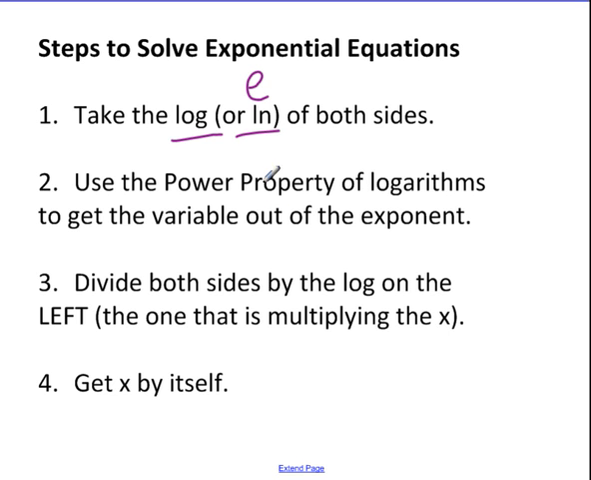If there's an e in the problem, I would suggest using the natural log because it can make it go away. But other than that, regular log's fine, natural log's fine. You're going to use your properties to kind of put some stuff together, move them around, and see what you can do. And then you're going to divide both sides by whatever you got.